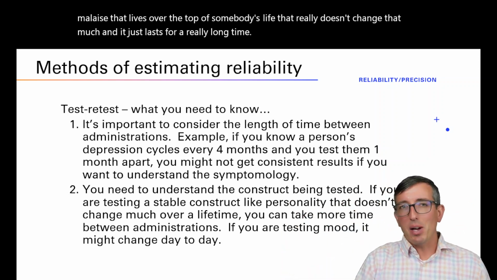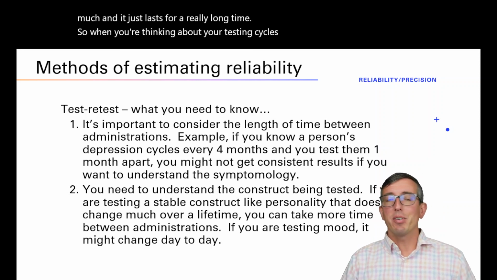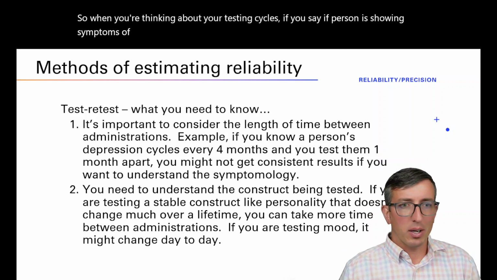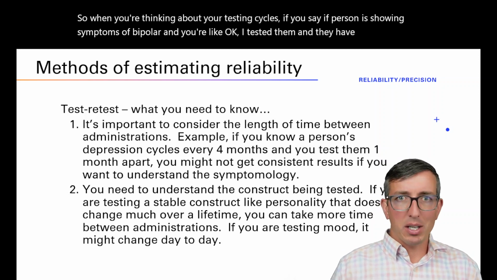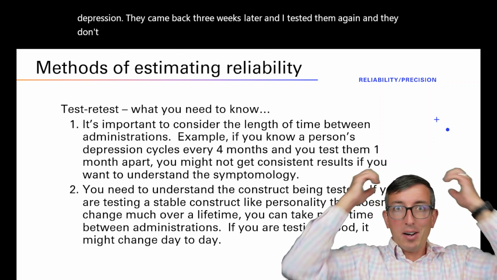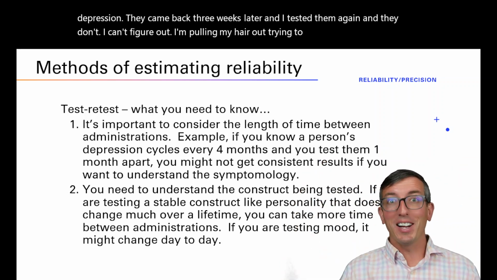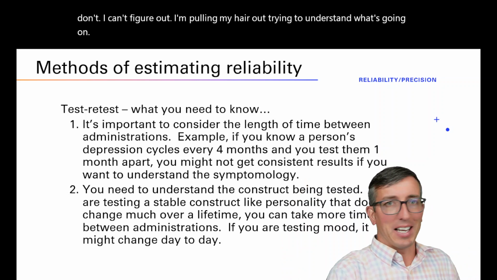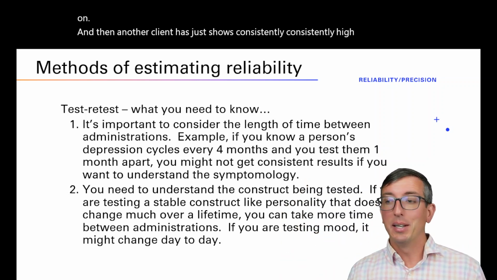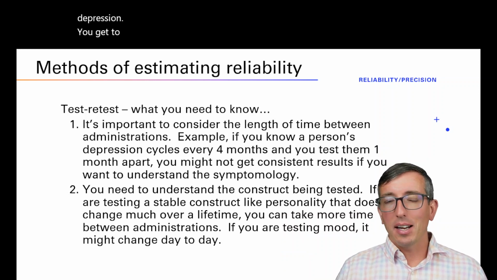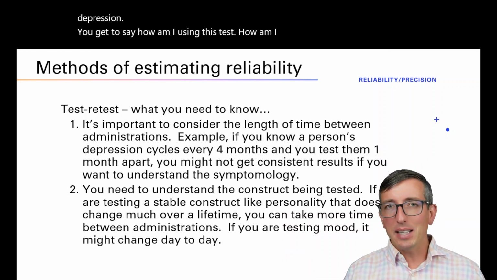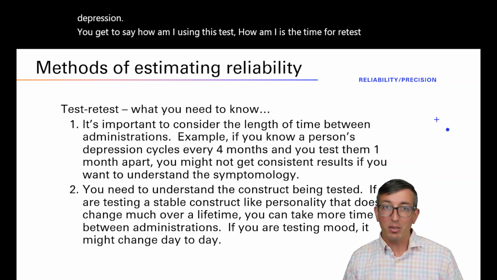So when you're thinking about your testing cycles, if a person is showing symptoms of bipolar and you're like, okay, I tested them and they have severe depression. They came back 3 weeks later and I tested them again and they don't. I'm pulling my hair out trying to understand what's going on. And then another client just shows consistently high levels of depression. You get to ask, how am I using this test? Is the time for retest appropriate or not?